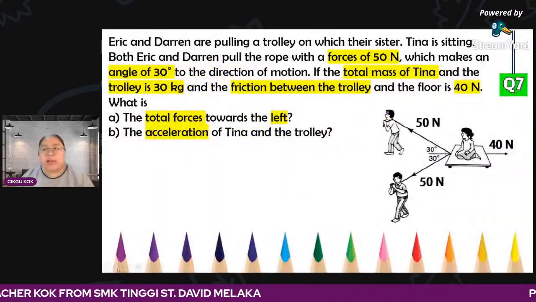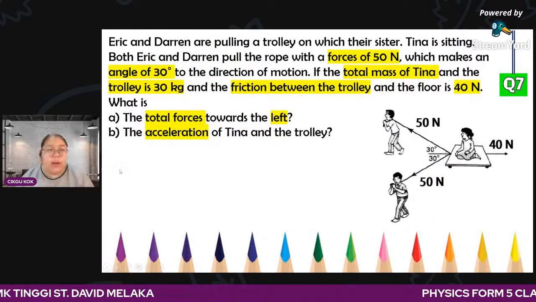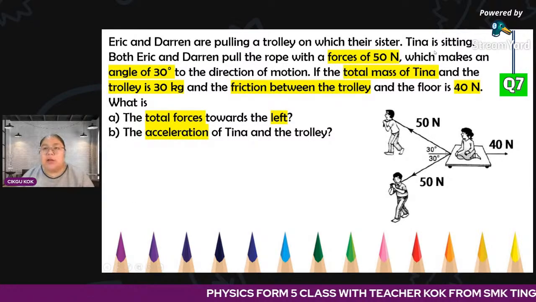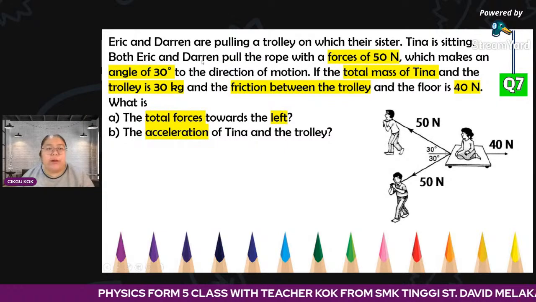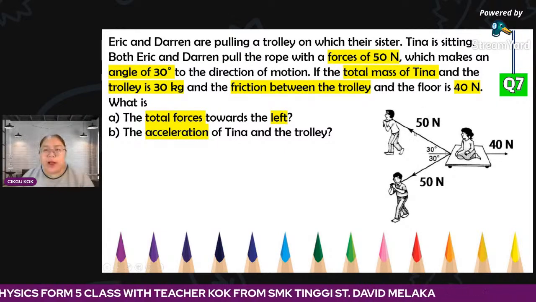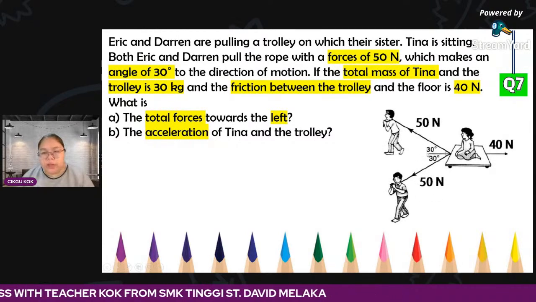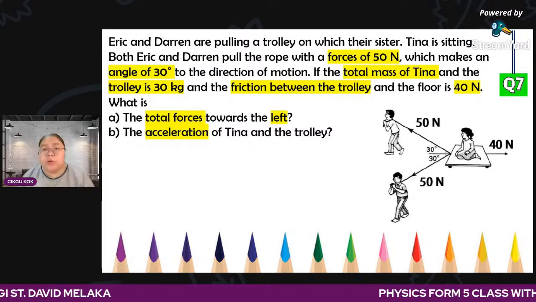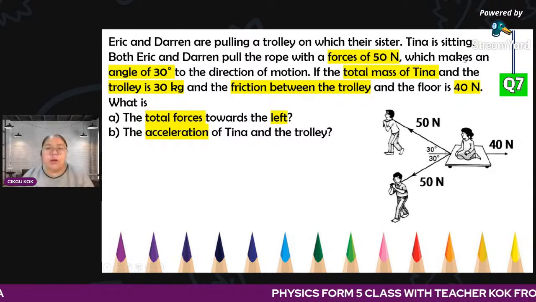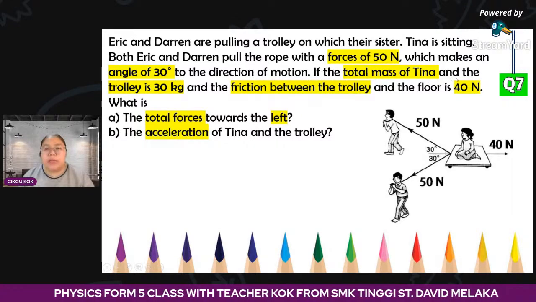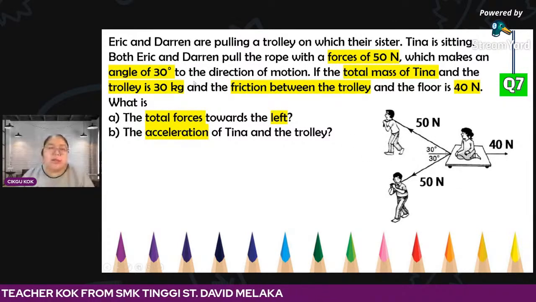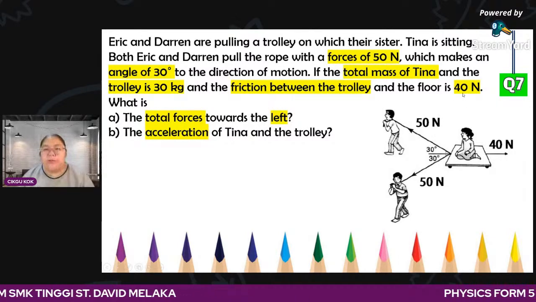Okay, then we go to 7. We still have one more. 7 is Eric and Darren. They are pulling the trolley with their sister Tina sitting in it. Both Eric and Darren pull the rope with forces of 50 Newton. Both also 50 Newton, both also 30. Like this, very easy. We no need to separate to do. Which makes the angle 30 to the direction of the motion. If the total mass of Tina and the trolley is 30 kg, then the friction between the trolley and the floor is 40 Newton.